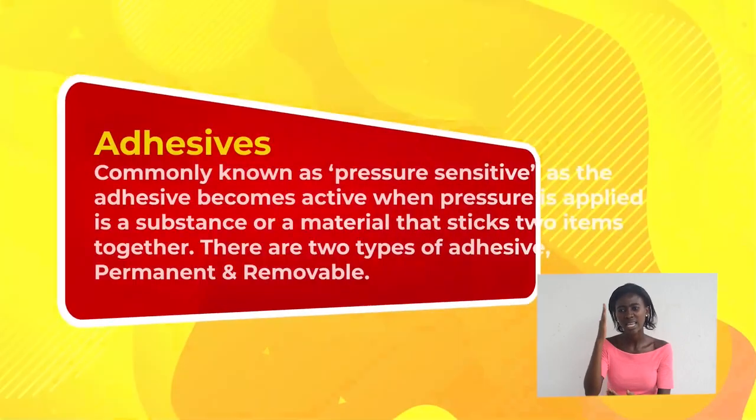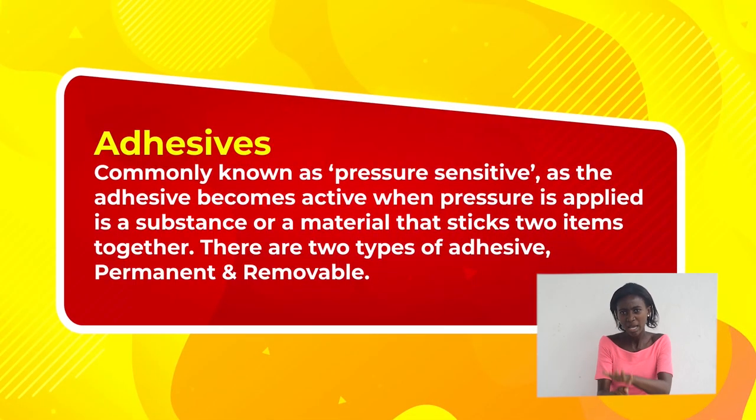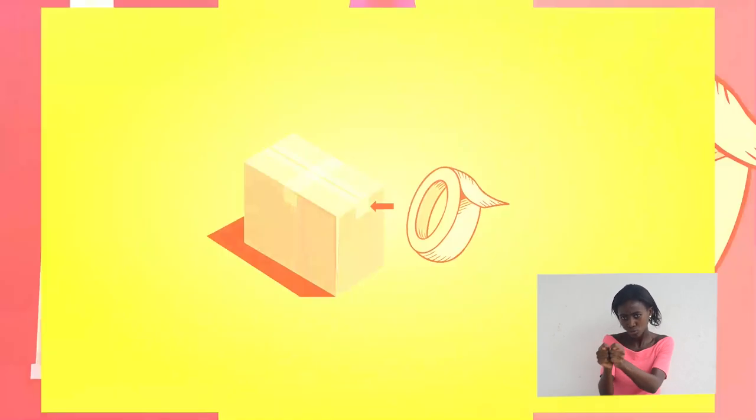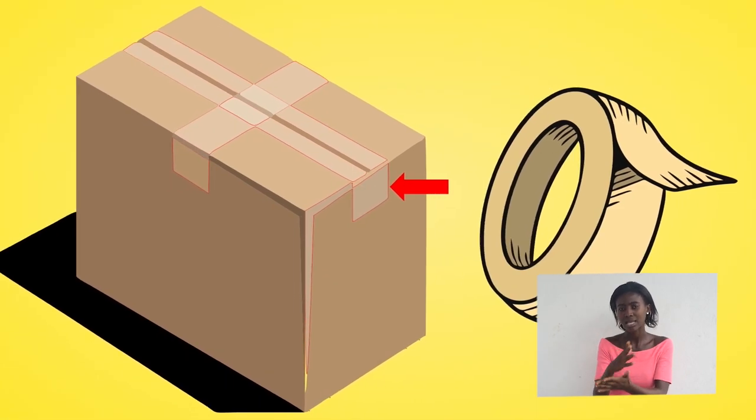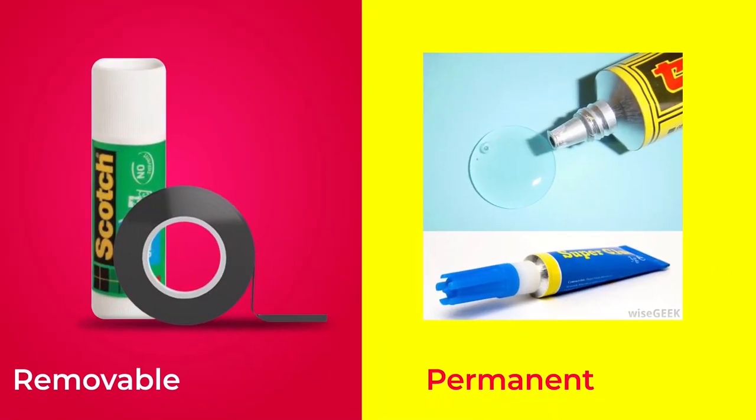Enjoy! To begin with, the term is adhesives, commonly known as pressure sensitive, as the adhesive becomes active when pressure is applied. It is a substance or a material that sticks two items together. There are two types of adhesives, permanent and removable.